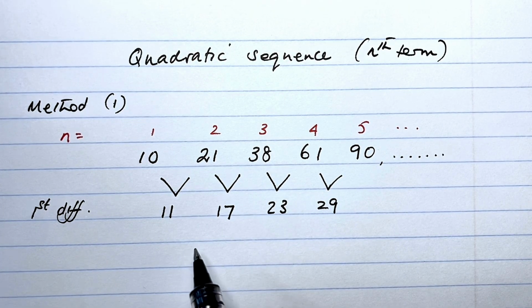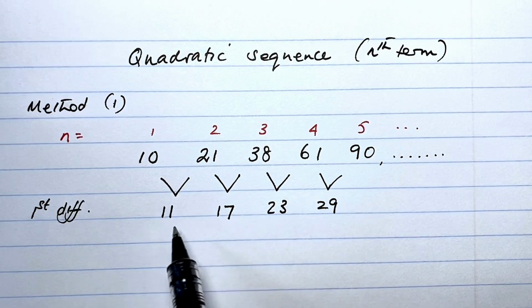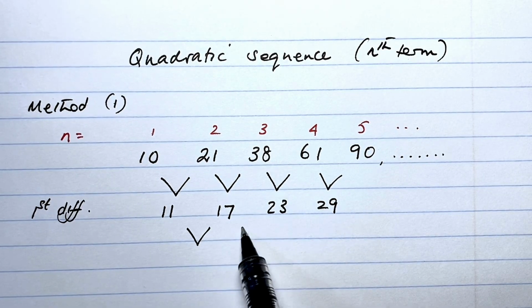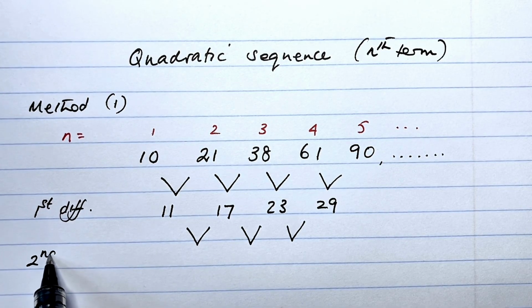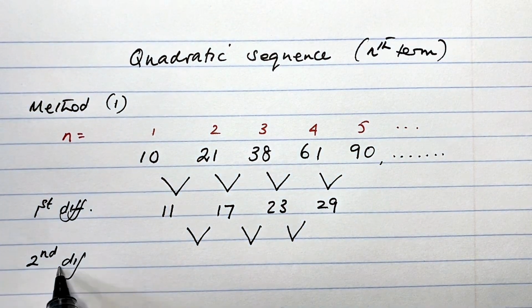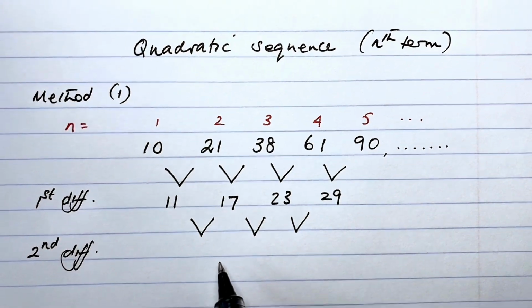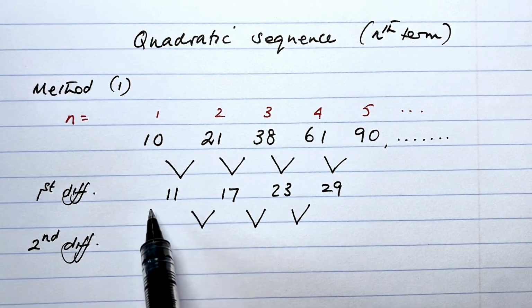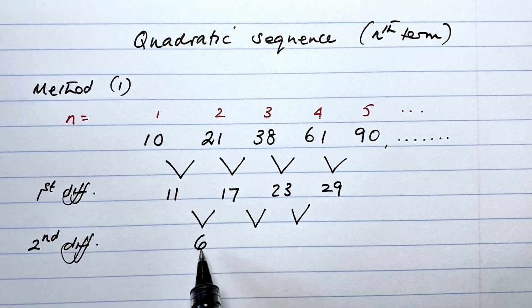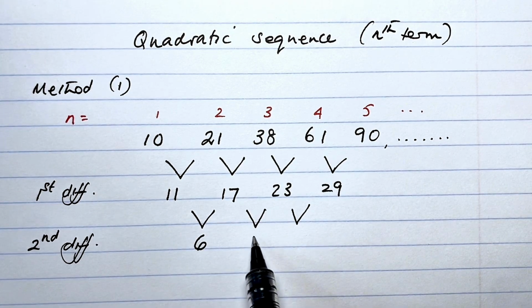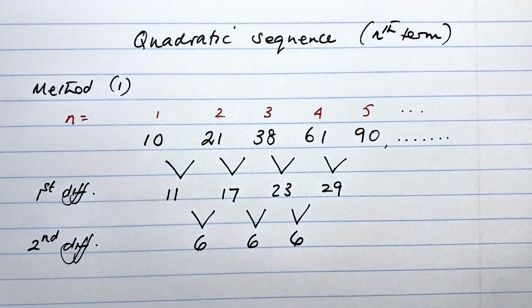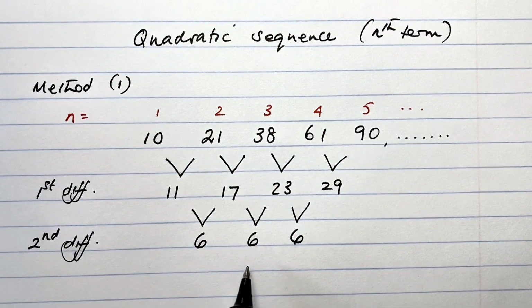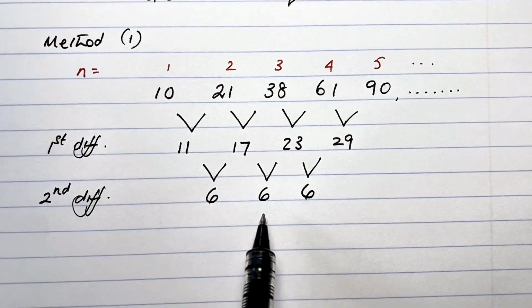So what we do, we're going to find the difference of the first difference. And it should give me the same value. If it doesn't, it's not a quadratic sequence. 17 take away 11. 23 take away 17. 29 take away 23. 6, 6. So the second difference is a constant value of 6.